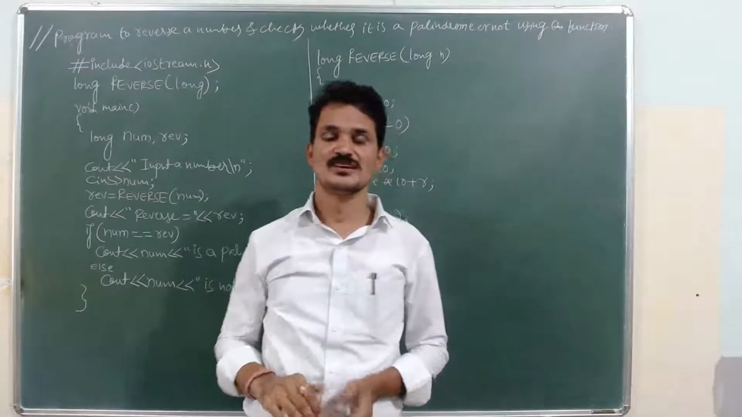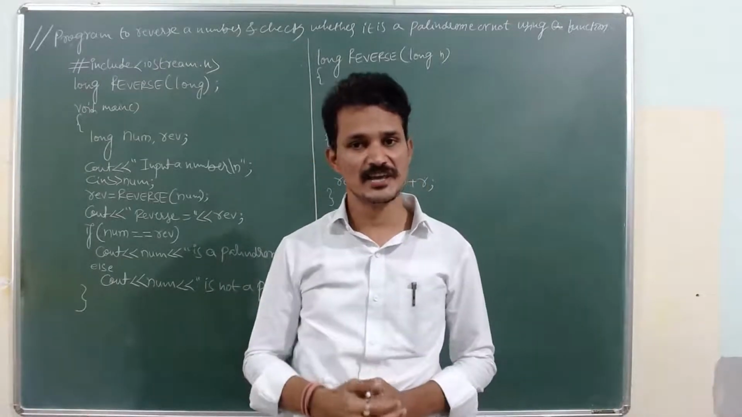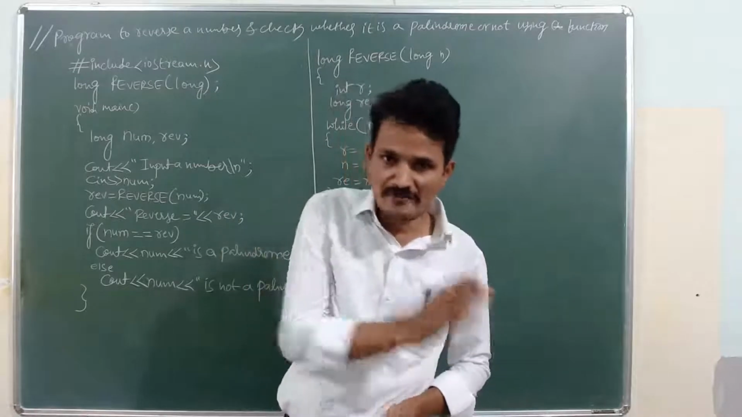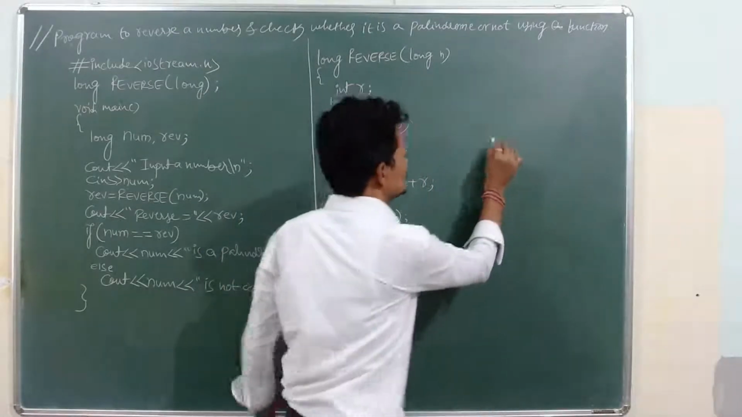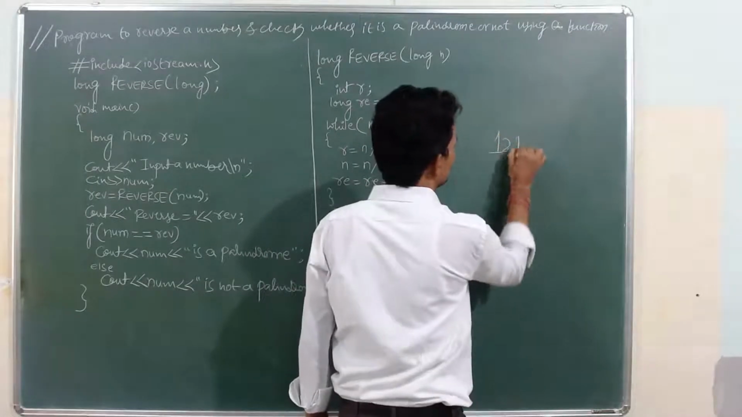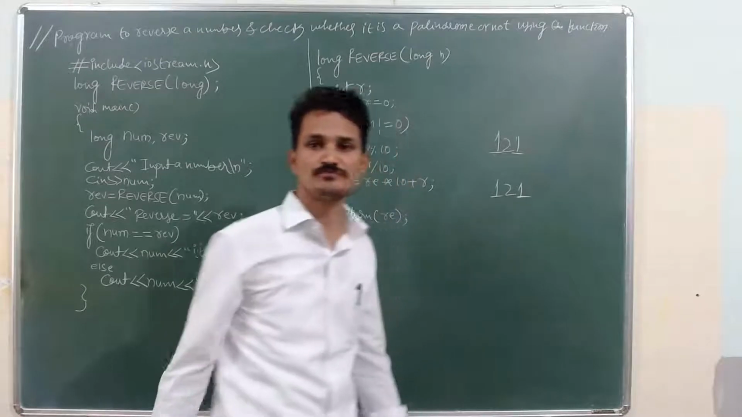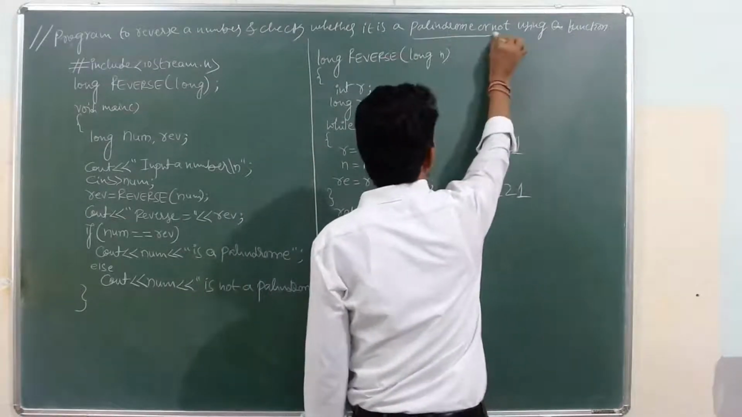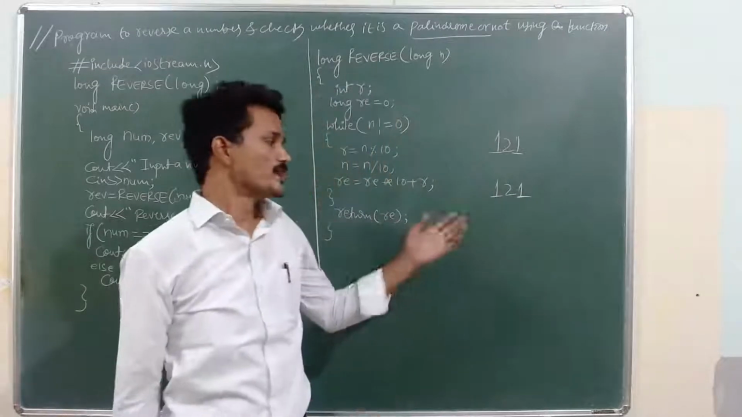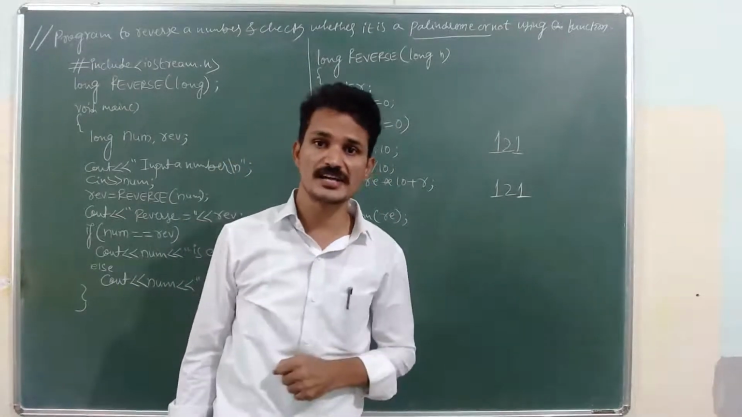should give the same. Say for example 121. If you read from left to right and right to left, it gives the same. If I reverse 121, I will be getting the answer as 121 only. No change. Such numbers are called palindrome numbers. 121, 355, 353. 353 is also a palindrome.